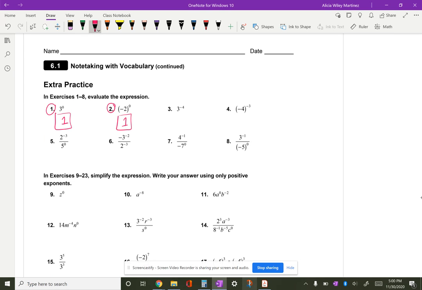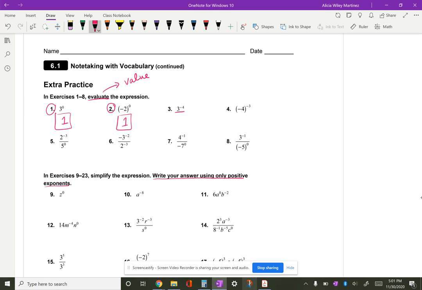A negative exponent. Remember, we don't want negative exponents in our answers. Oftentimes, if you look down here, it'll say write your answer using only positive exponents. Looking at number 3, it says to evaluate the expression, which means to find the value. That's really what it means. So I'm going to go ahead. I cannot expand a negative exponent because you can't write something out negative 4 times. So I'm going to make it positive.